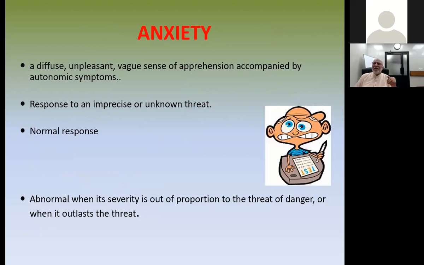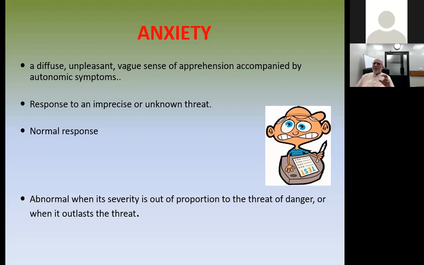Now, what is anxiety? It's a diffuse, unpleasant, vague sense of apprehension. How do we identify it? Because it is always accompanied by certain clinical features, and most of the clinical features are basically autonomic symptoms. And what I mean by diffuse is that we cannot locate where it is coming from. We cannot locate what exactly the source of anxiety is. And that is why it is vague and diffuse. Obviously, it has to be unpleasant, only then it is to be called anxiety.